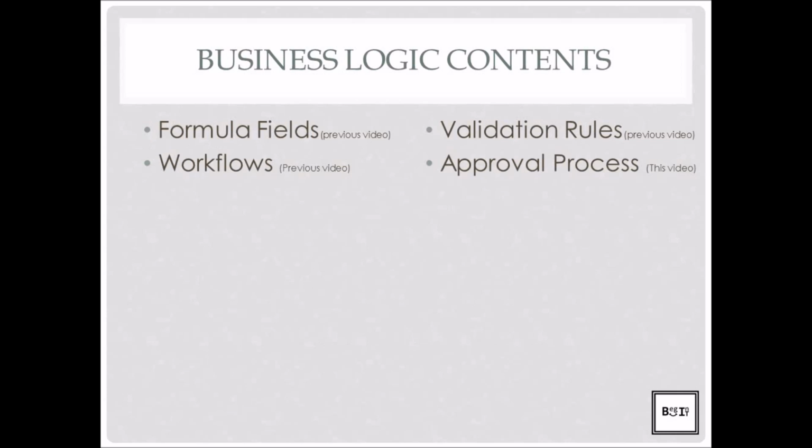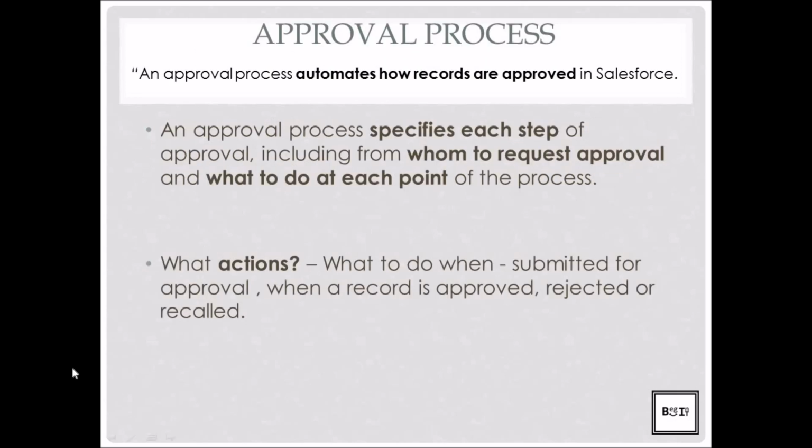So as per the contents of Business Logic, we've already gone through what are formula fields, validation rules, workflows in our previous lessons. In today's lesson, we're going to learn about approval processes. So let's get started. So what is an approval process? As the name states, it is a process that involves taking approvals from certain approvers. So as per definition, an approval process automates how records are approved in Salesforce.